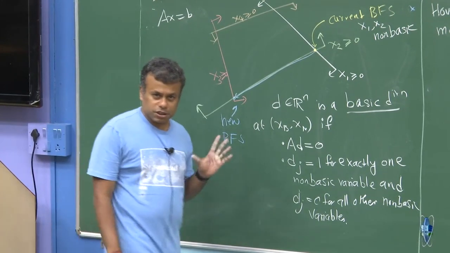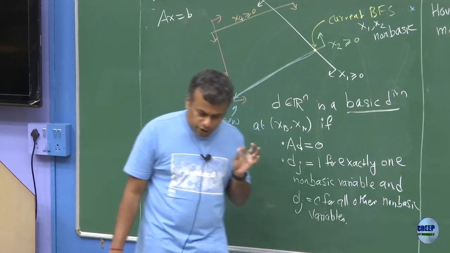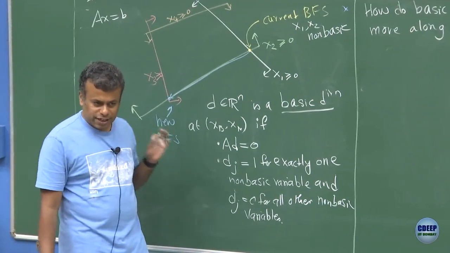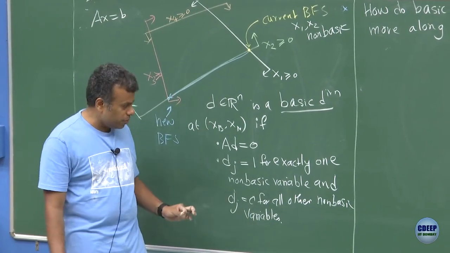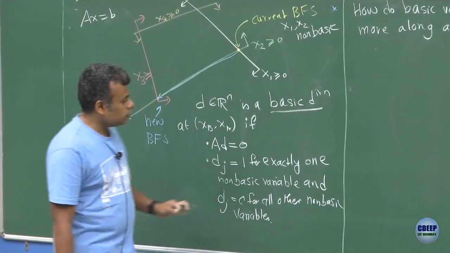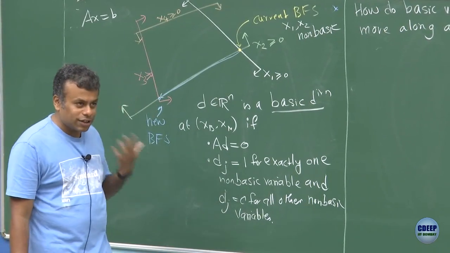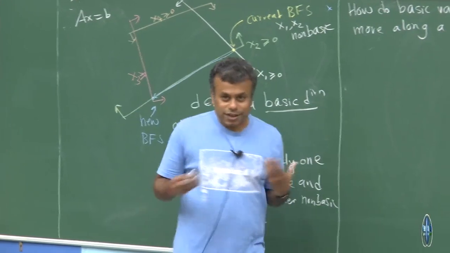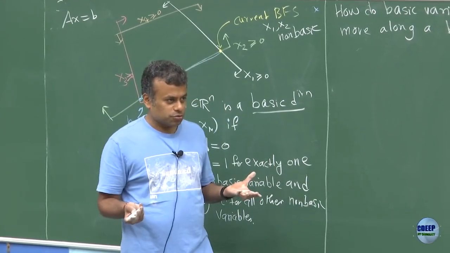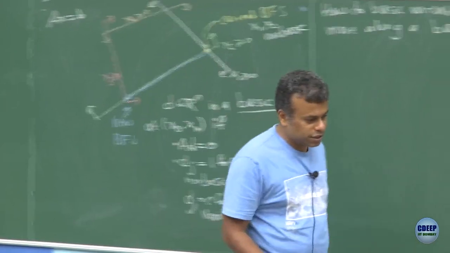Non-basic variables change in a very specific way; we have decided how they are going to do it. We say that xj we are going to increase, and all others we are going to maintain at zero. Now the question is, if we want that, what is the direction along which we should move? That's the question that we want to ask.